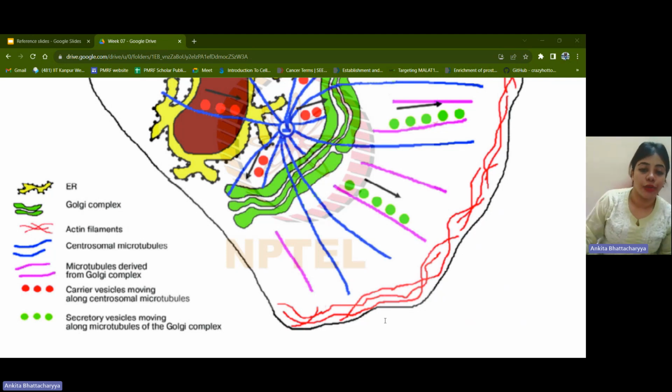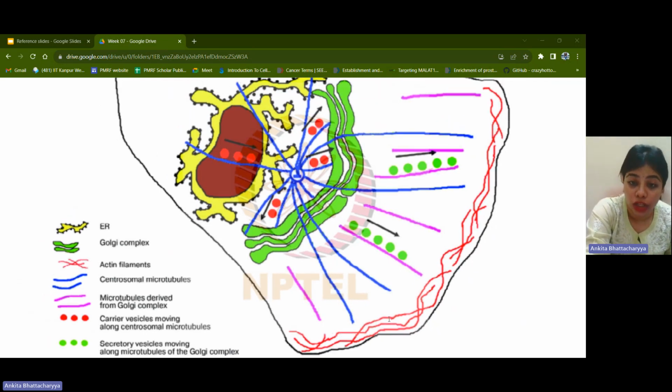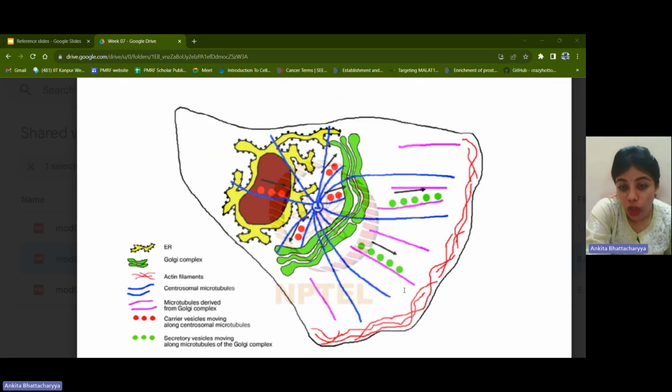And we have microtubules, which are purplish in color, which are derived from the Golgi complex. So these are Golgi-derived microtubules, versus those that are blue in color, which are derived from the centrioles, which are present somewhere here. If you can see, from there they have originated. And you have secretory vesicles, which move along the microtubules of the Golgi complex. So those are specifically moving.